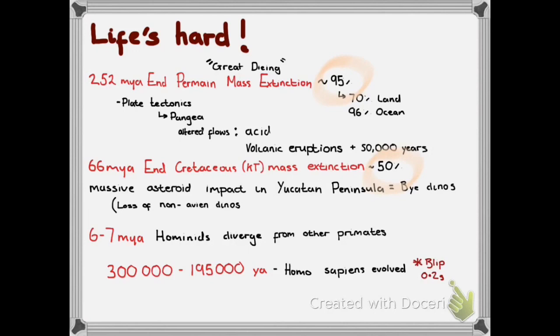So around 6 to 7 million years ago, hominids diverged from other primates. And then around 300,000 to 195,000 years ago, Homo sapiens evolved. So if you think about how far back I went originally, to the billions and billions of years, if we were to put the whole history of planet Earth onto a clock, the human species would last for about 0.2 seconds. So we're not even worth a second on the clock. That's a very positive thing to put your life into perspective of how important you are.